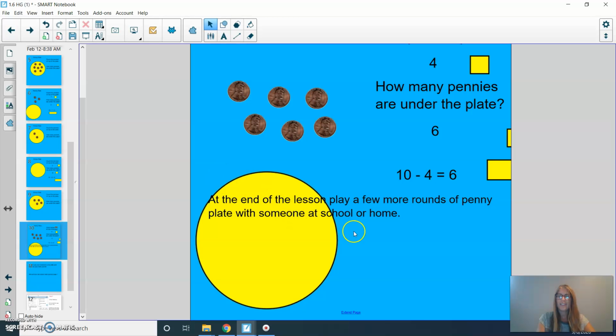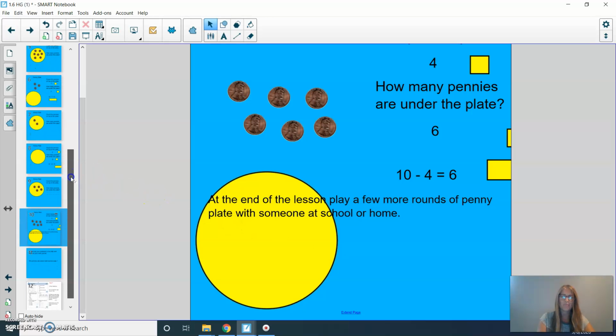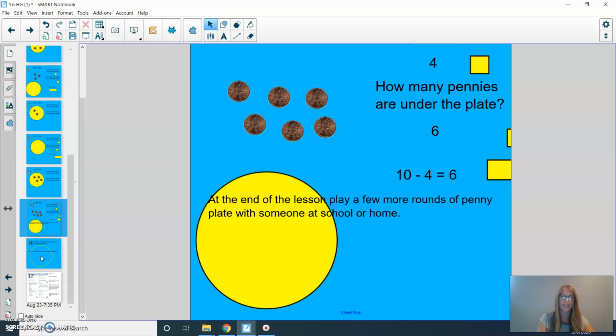Boys and girls, at the end of the lesson, you could play a few more rounds of penny plate with someone at home or with someone at school. We're going to talk about one more thing.